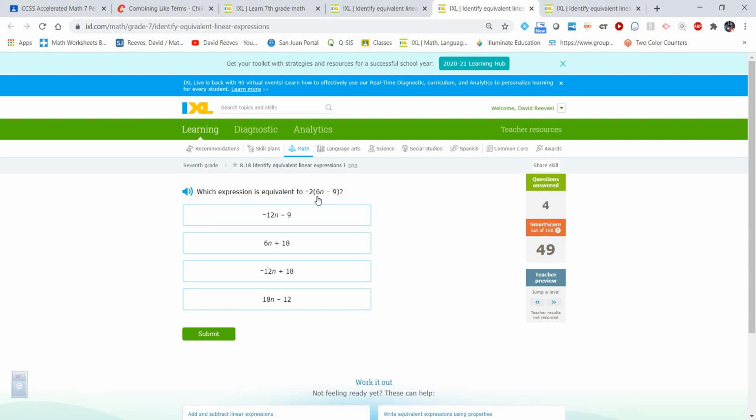All right, what about this one? Negative 2 times a positive 6. What's a negative times a positive? It's a negative. What's 2 times 6? 12. So I have negative 12, so it's one of these two. And then I have to do a negative 2 times a negative 9. A negative times a negative is a positive. I get plus 18. All right. There we go.